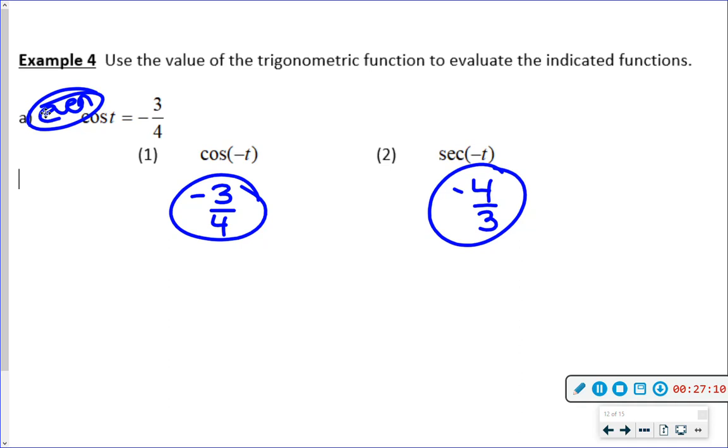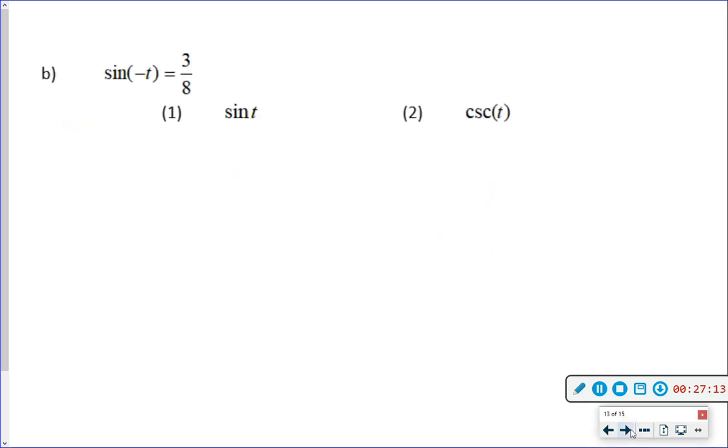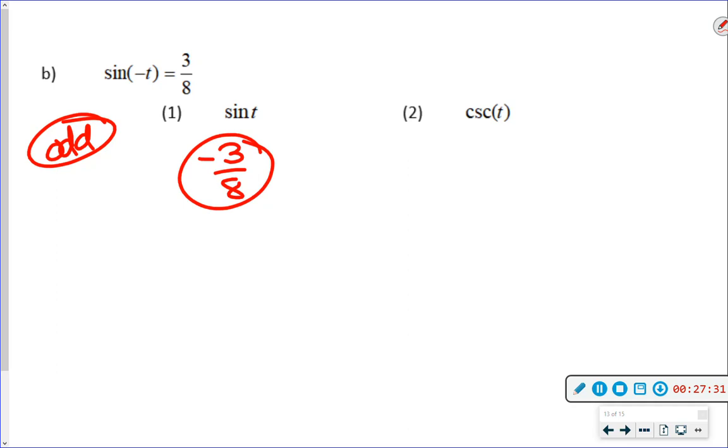Now, next one. This guy's odd. So mathematically that means you get the opposite. What is the opposite of positive 3/8? Negative. Now, I don't have cosecant written up here. I mean, I can write it for you. Cosecant would be 8/3, which is odd, so I need the opposite of positive 8/3. Yeah, negative 8/3.